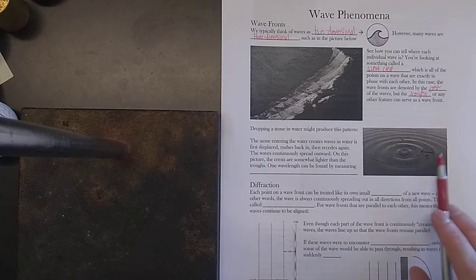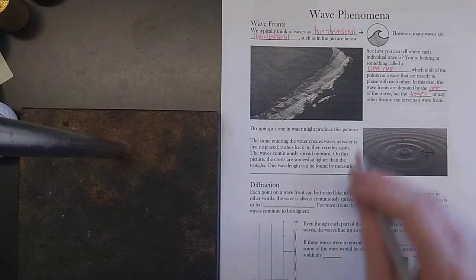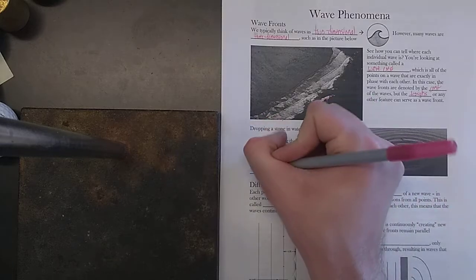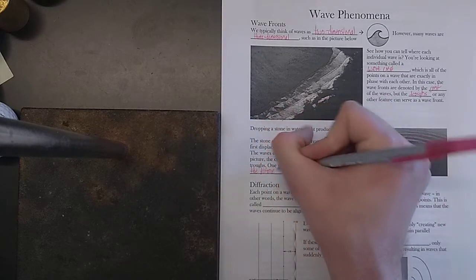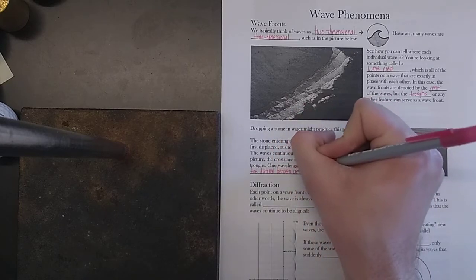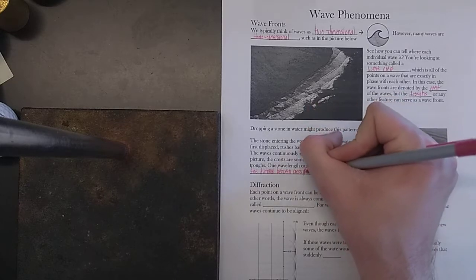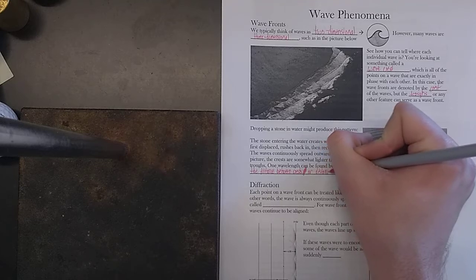Okay, the distance between two points that are both at crests, so two points that are in phase with each other. So one wavelength in a picture like this, when you're looking at wave fronts, can be found by measuring the distance between crests or the distance between troughs.